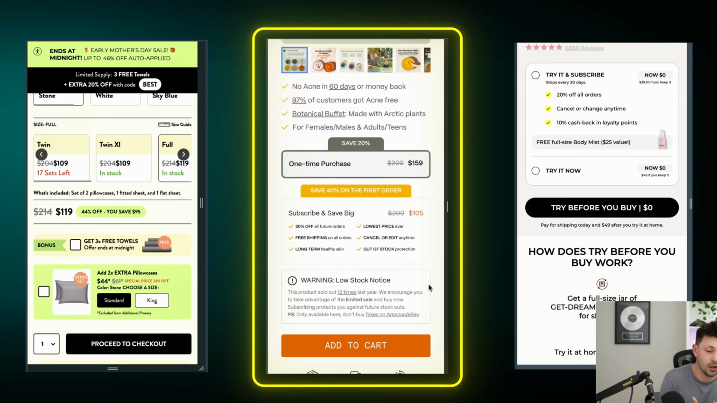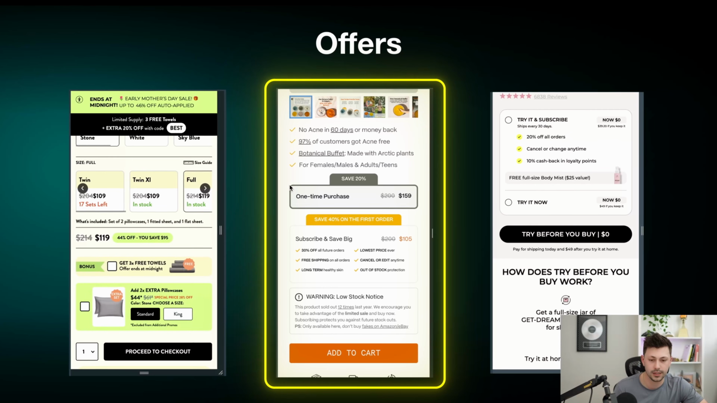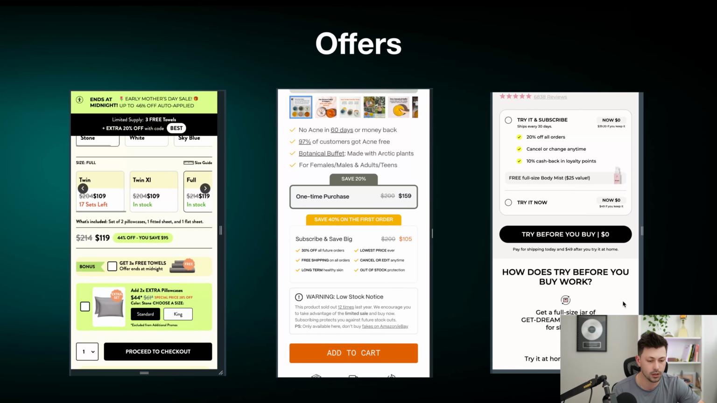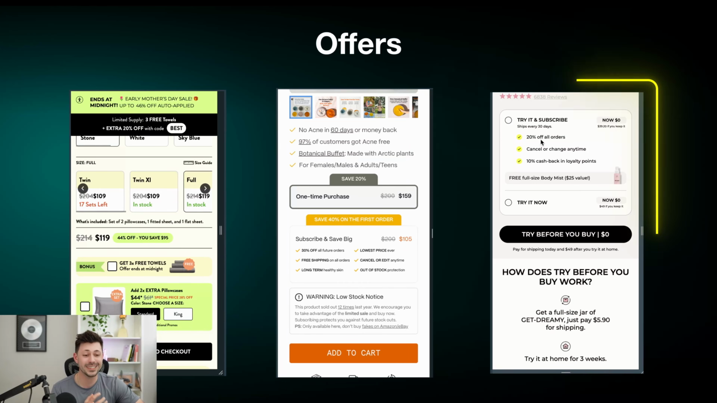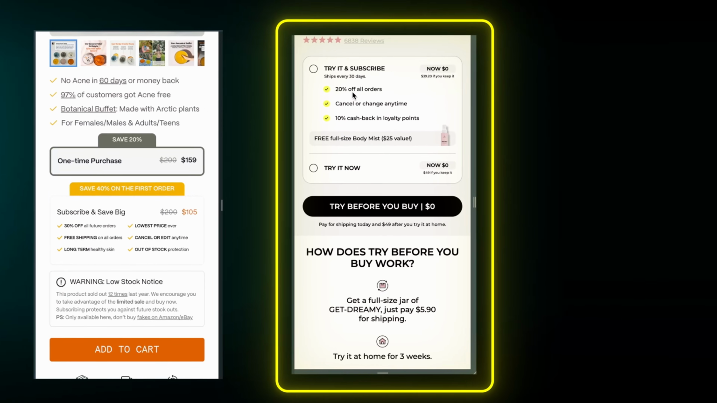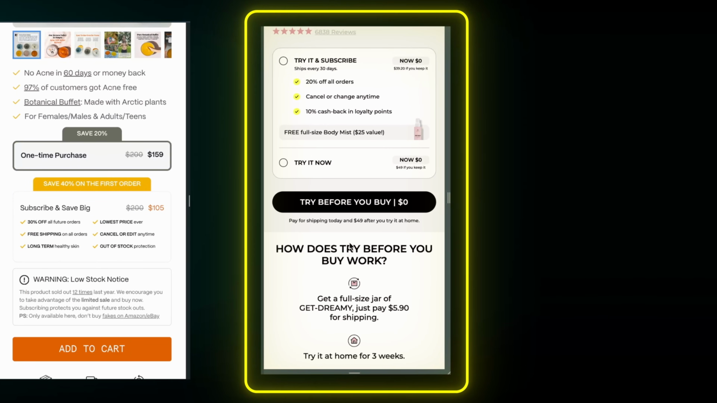And this is obviously an offer, but more importantly, they have other things supporting this that remove risk and at the end of the day can help you scale massively. And another phenomenal offer that I want to showcase over here, you can see this brand is literally giving away product for free. You get to try it before you buy it. And so it says just pay for shipping and then you'll pay $49 after you try it at home. I mean, that is just an insane offer.